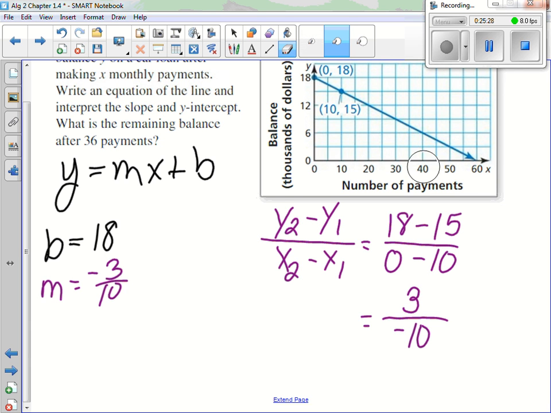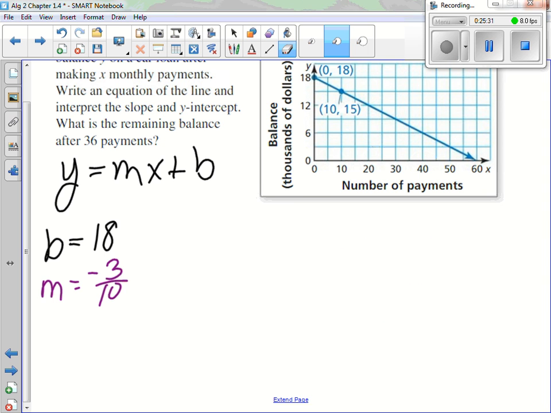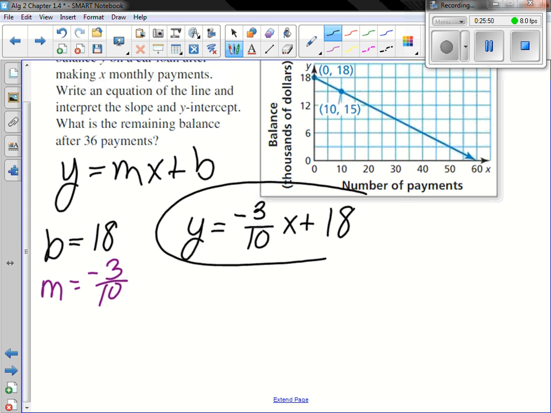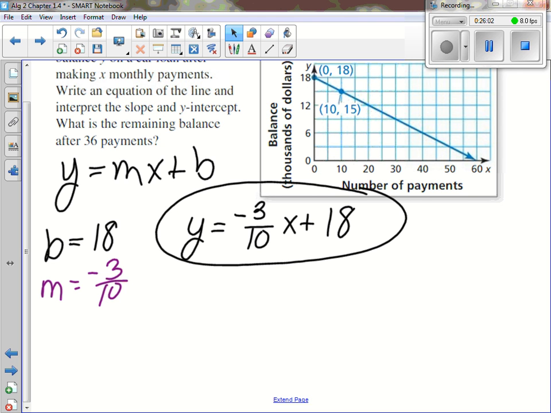Now hopefully at this point you've got the slope written down. If not, if you're watching the video, you can always back it up. But I think we're good with the slope. So when we write our equation, we'd have what? y equals negative 3 over 10x plus 18. So that's our equation of a line. And interpret the slope and y-intercept. So our slope is telling us what?